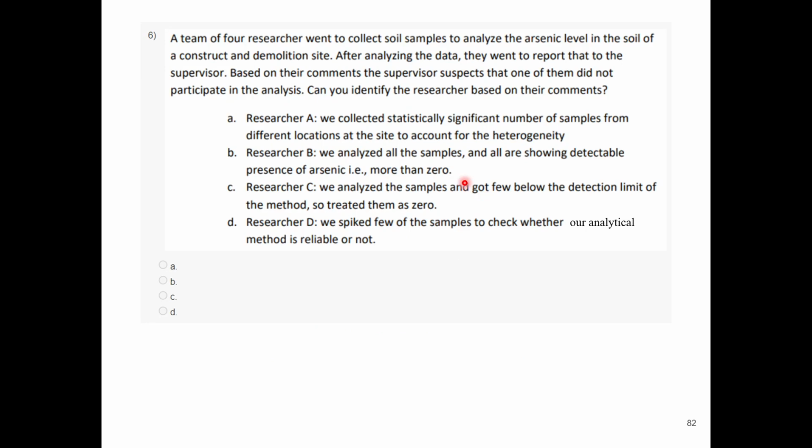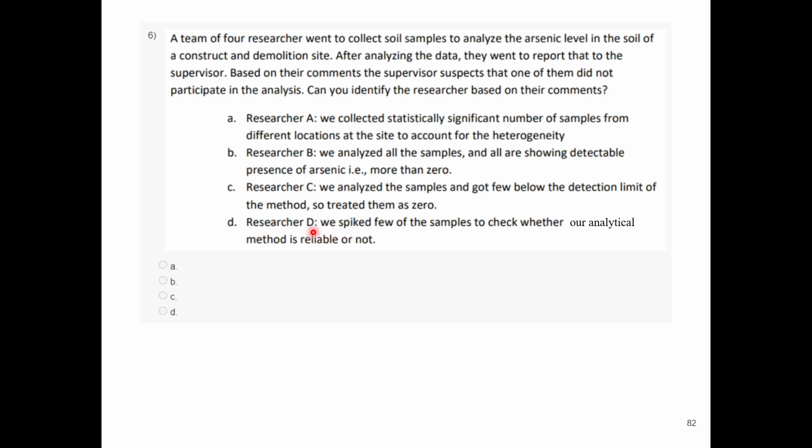if you see here, researcher A collected a statistically significant number of samples from different locations at the site to account for the heterogeneity. So that is true. You have to collect a significant number of samples to account for heterogeneity. So researcher A has participated in the analysis correctly.